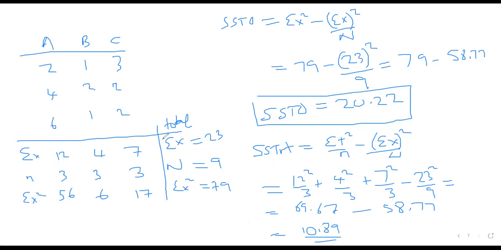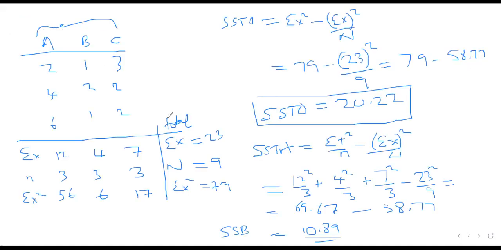The treatment is also called between. These are treatments. So sum of square between is what? 10.89. So we have three things now. Sum of square between is 10.89. Sum of square total was what? 20.22.